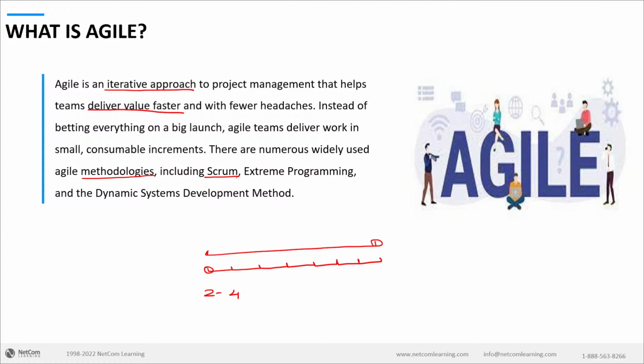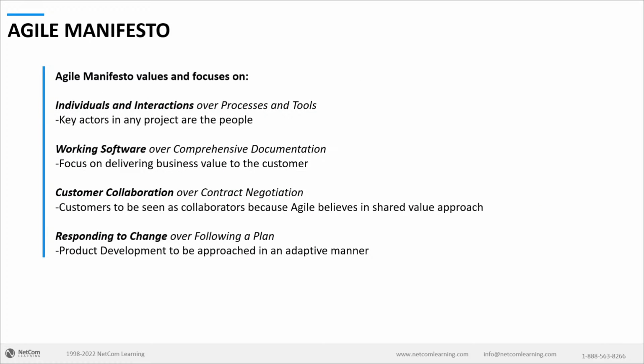Now, the core of Agile is going to be the Agile Manifesto and the principles. What exactly is the Agile Manifesto? The Agile Manifesto covers practically 4 points. What are these points? Individuals and interactions over processes and tools, working software over comprehensive documentation, customer collaboration over contract negotiation, and responding to change over following a plan. This is what the manifesto says.